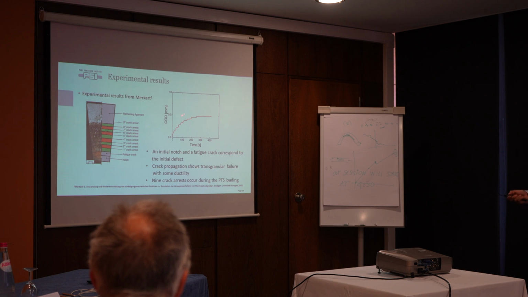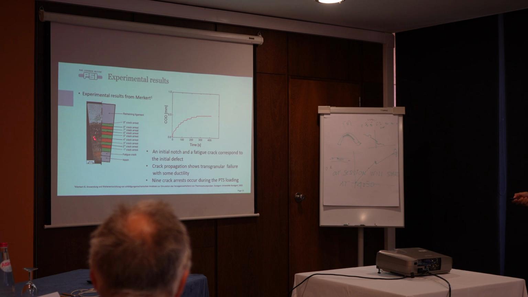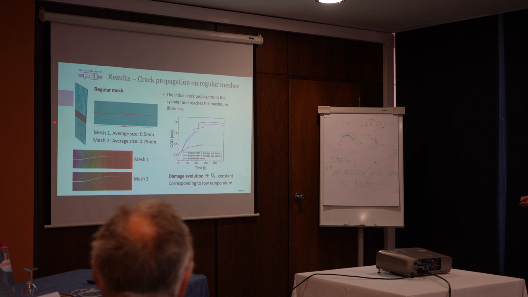So these are the experimental results as reported in the PhD thesis. They have an initial notch, a fatigue crack, and then they observed 9 crack arrests during the PTS. And the crack propagation shows at the beginning transgranular failure with ductility that we ignored also in our model. So this is the COD, this is the average because they reported in different locations. So this is basically the average in time. And this is what we use as a reference solution.